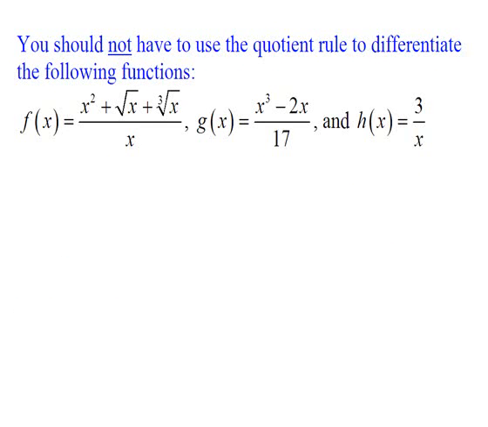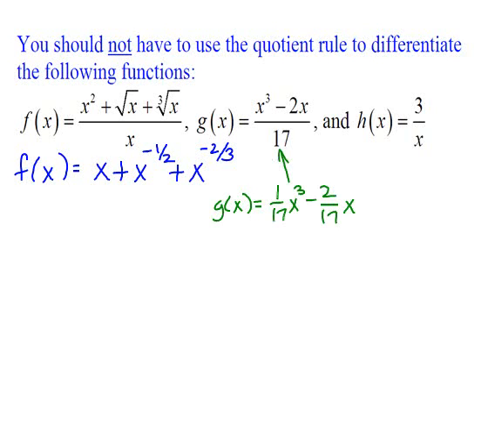Now that you know the quotient rule, don't go trying to use it every time you see a quotient. If you do, you'll be wasting a lot of time. Here are some examples. In function f, the denominator is a monomial. We can easily divide x into each term, and then just use the power rule to find the derivative of each term. By the same reasoning, we can rewrite function g as the difference of separate fractions, and then just find the derivatives term by term. In function h, we can use a negative exponent to rewrite the denominator, and again, avoid using the quotient rule.